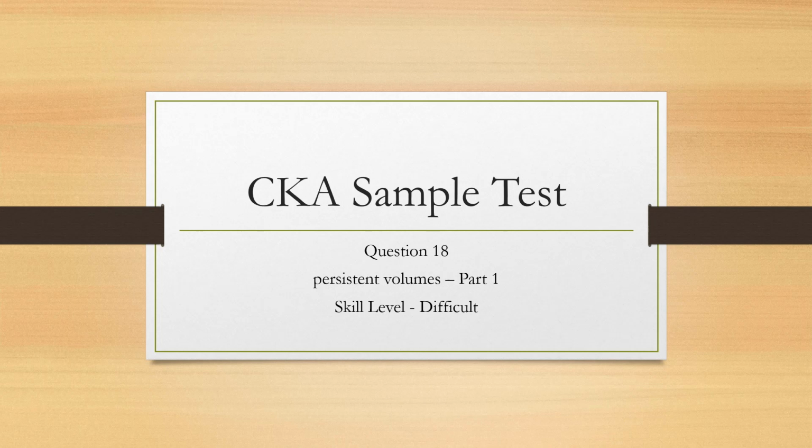Question 18, Persistent Volumes, Part 1, Skill Level Difficult. You may be thinking to yourself, hey, question 3 was about persistent volumes, and you'd be correct. It's nothing like a little redundancy when you're learning something, and this question covers different skill sets of persistent volumes. So this is part 1. This is a two-parter.